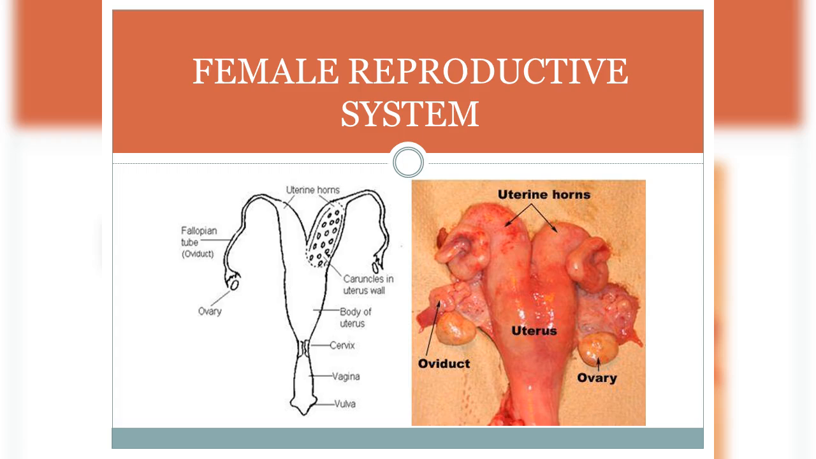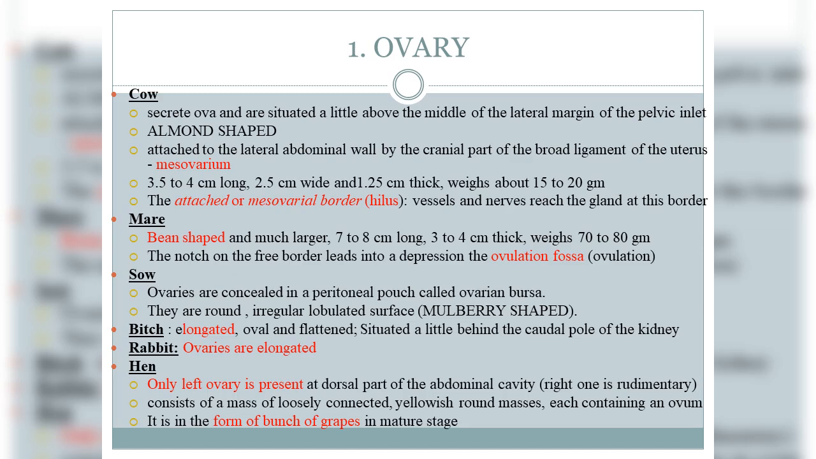Now, let's explore the female reproductive system. This diagram shows the key components including the ovaries, oviduct, and uterus, which are essential for reproduction and nurturing offspring. The ovary is responsible for producing ova and hormones. Its structure varies among species, with some having almond-shaped ovaries and others having elongated or bunch-like structures.